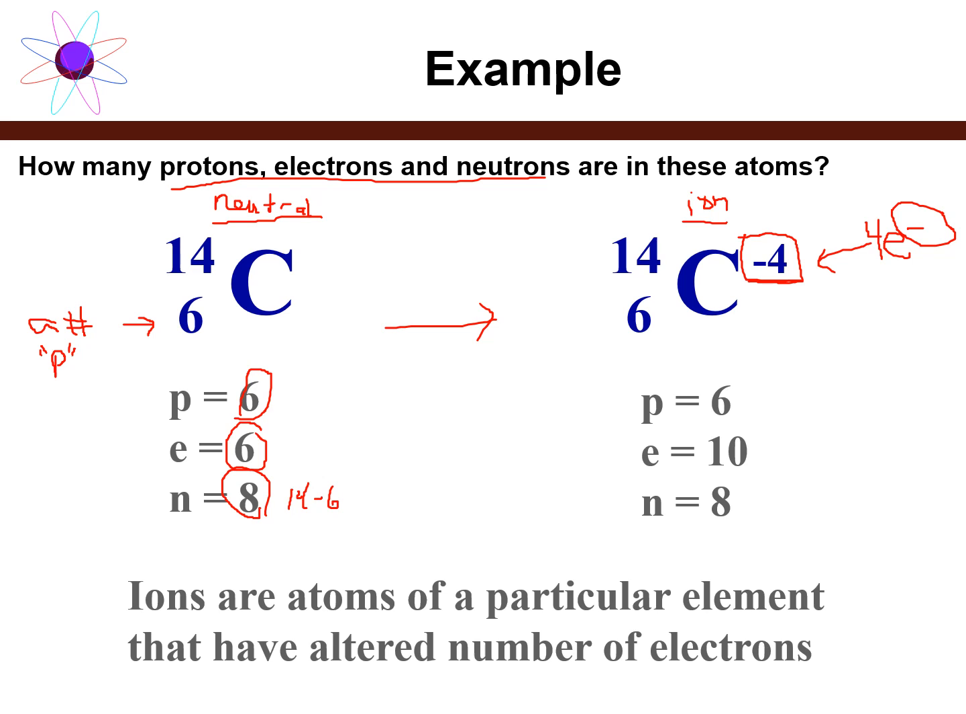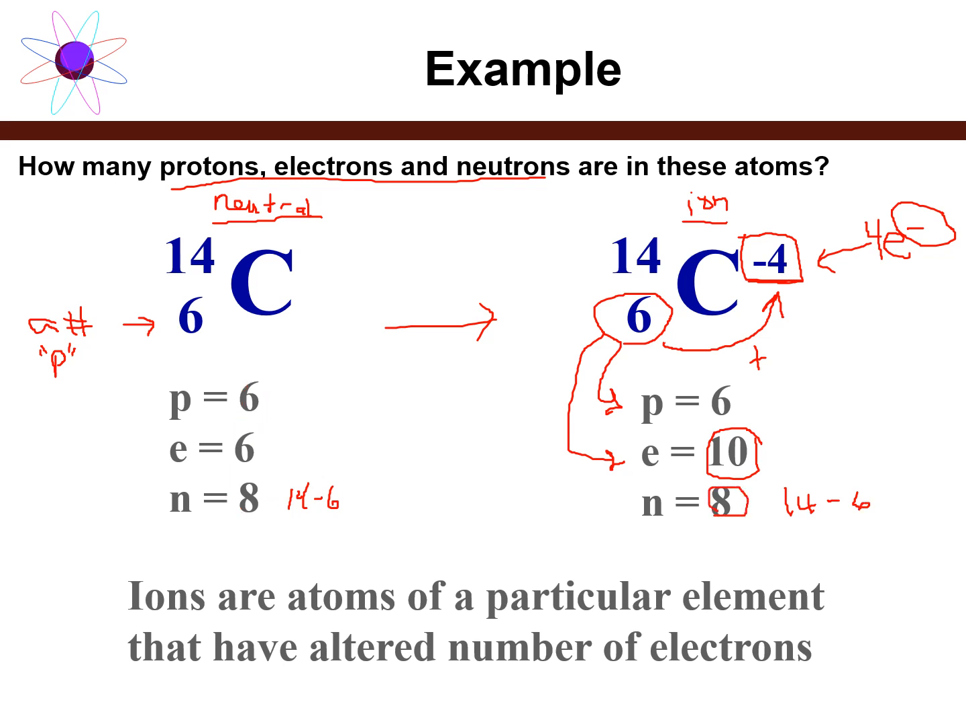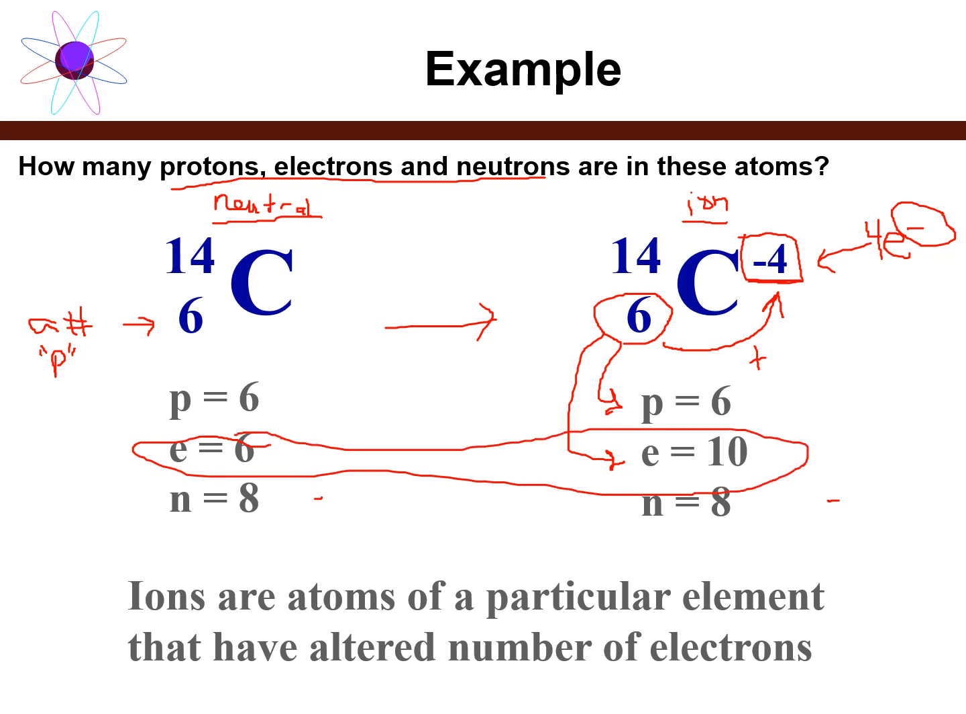So let's do the calculation. Protons. Well, atomic number tells us protons. And this is where ions are going to differ. When we get to electrons, we're going to say, well, we know there's 6 electrons because protons and electrons equal each other, but then we need to add these 4 extra ones. So 6 plus 4 will give us 10. In this case, 14 minus 6 has not changed to get the number of neutrons, and so we still have 8 neutrons. And so if you look at this slide, the only thing that has changed between these two is going to be your number of electrons.